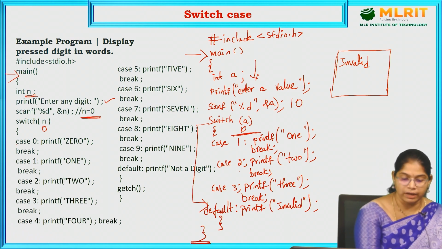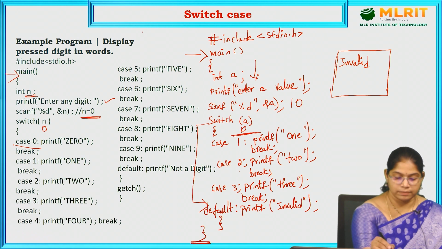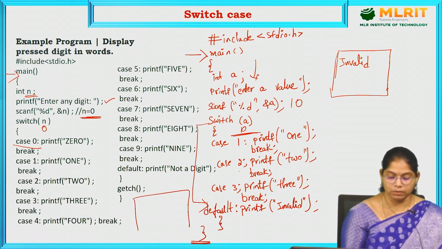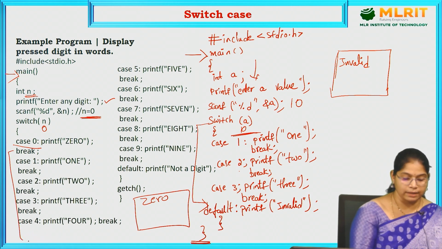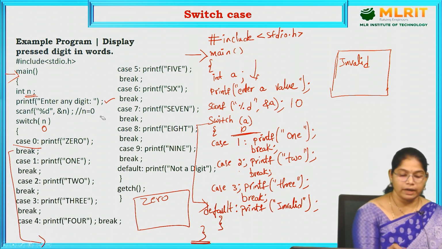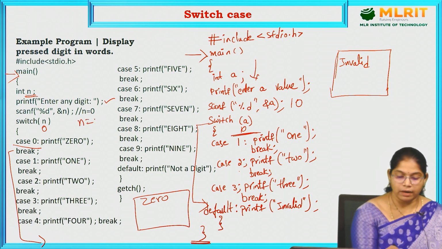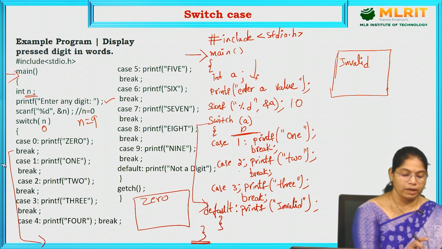So here we have case 0. So it prints 0 on the console window, then breaks the execution. Let us suppose I gave the n value as 9.